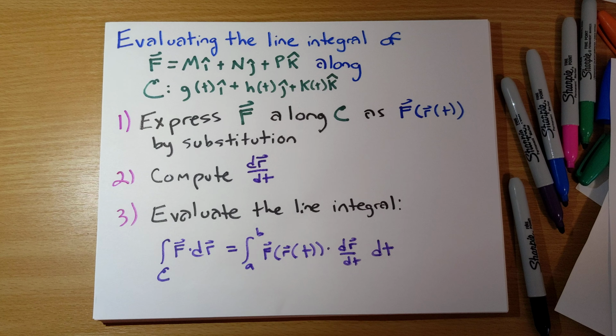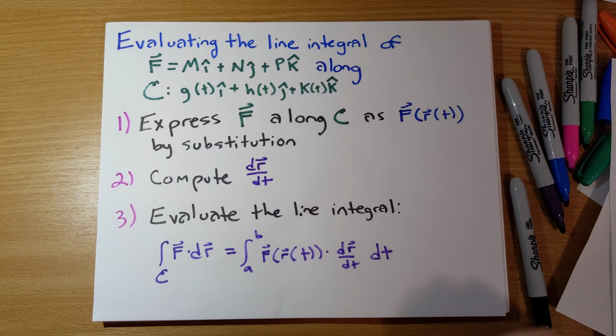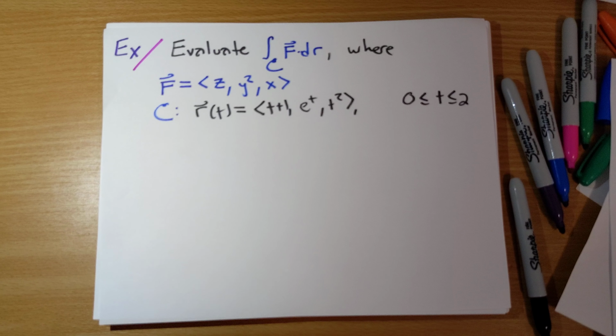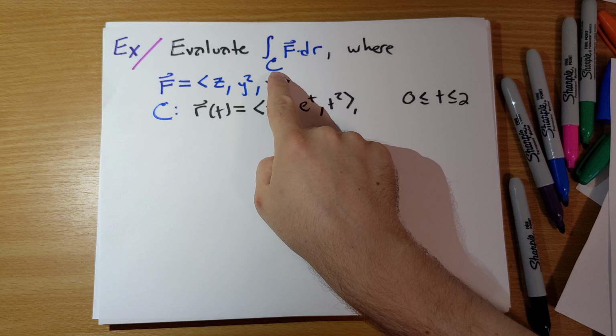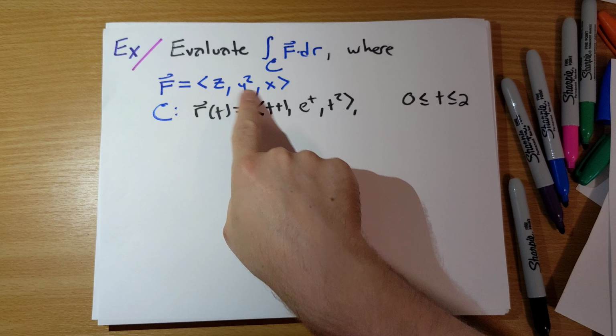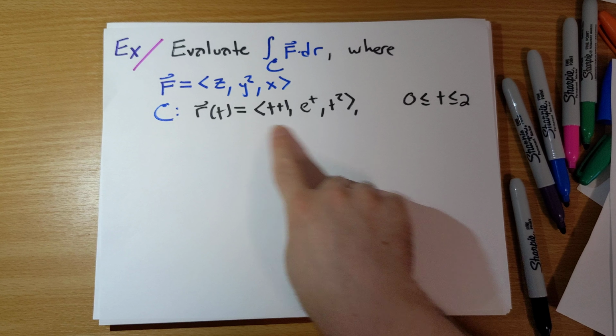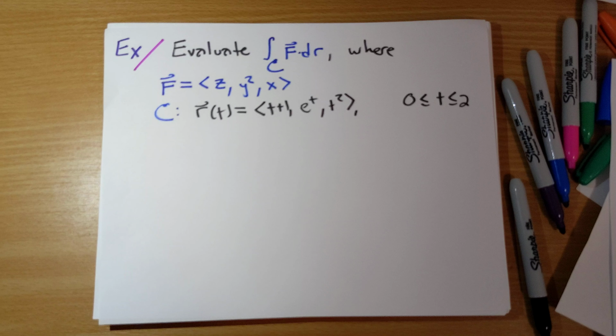Let's put this process to work here, this algorithm to compute the vector line integral. So take a look here. Evaluate the vector line integral along C of f dot dr for this vector field f and this curve C. And look, we've already been given a parameterization, so we don't have to find a parameterization ourselves.